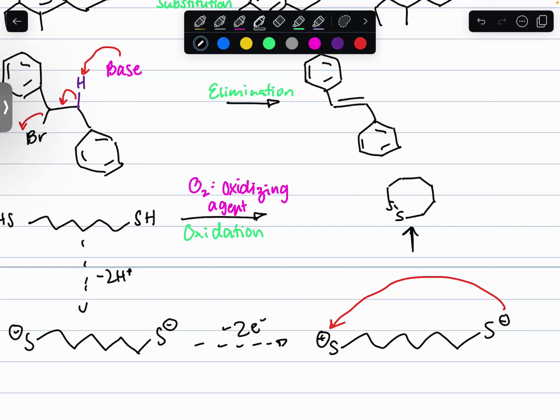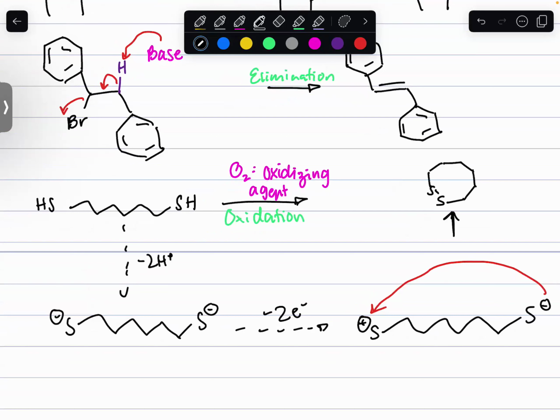We could get into the exact mechanism if you really want to know, but we haven't covered an O2 oxidation in the class, so I don't think you need to know it. Minus 2H plus is that? No. So these dotted lines mean that it's bookkeeping. It's not an actual mechanistic step. But this would be a mechanistic step.